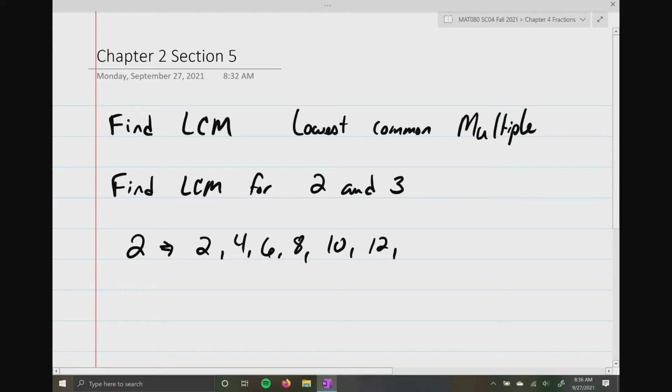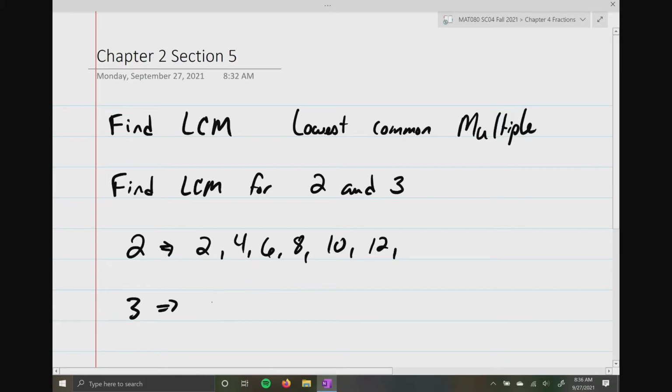Because 2 times 1 is 2. 2 times 2 is 4. 2 times 3 is 6. So 2 times 1, 2 times 2, 2 times 3. That's how I'm getting those numbers. Now, I'm going to write it for 3.